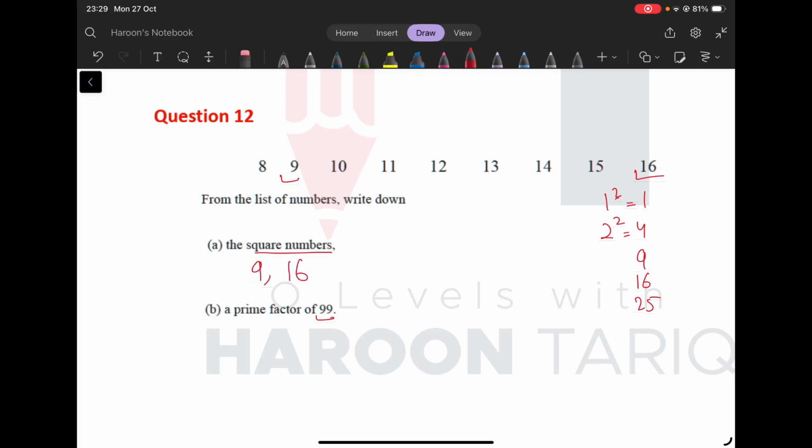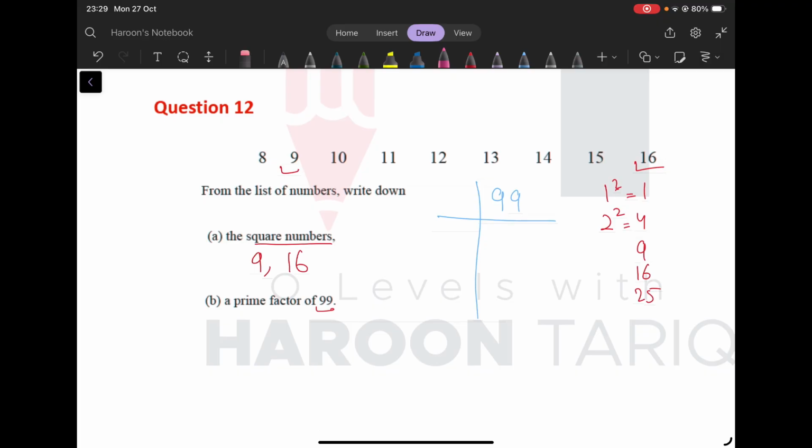Prime factor of 99. We actually did this during the lecture. How do you find the prime factors? This is just like taking the LCM of a single number. The only even number that we can use is 2. We can't use non-prime or composite numbers basically.